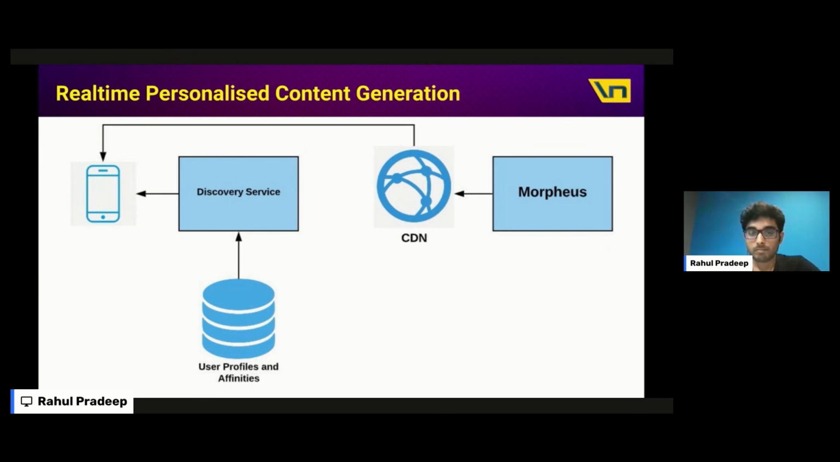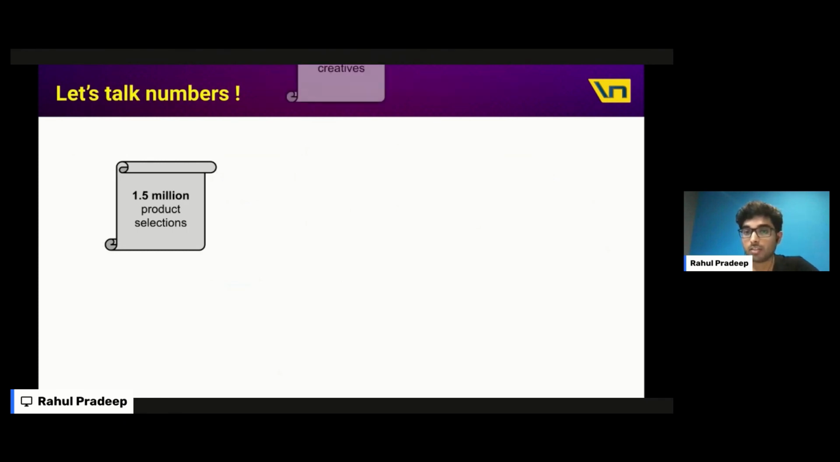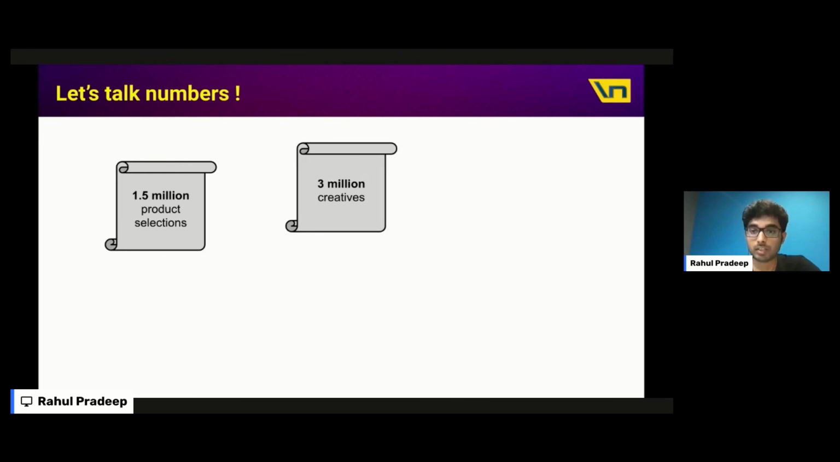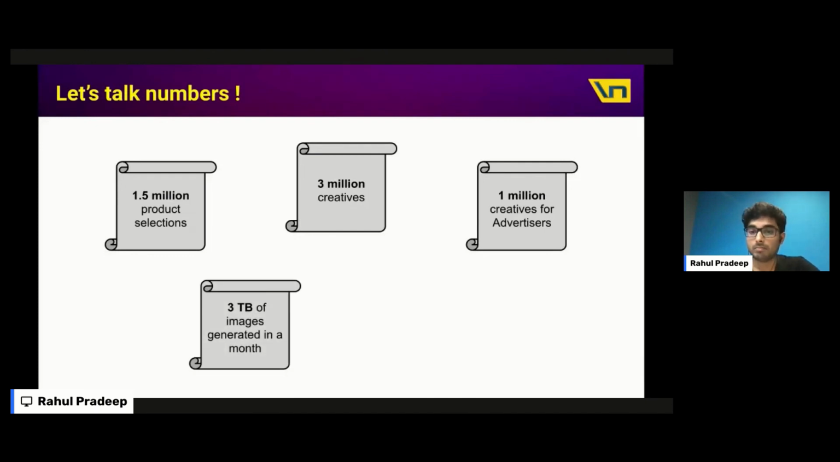Before ending this talk, let's look at some of the numbers we were able to achieve. In the last Big Billion Day sale, we were able to create around 1.5 million product selections and around 3 million creatives, and till date we have assisted our advertisers in creating around 1 million creatives. We generally create around 3 TB of images in a month, and 22 percent of our view share on our homepage is content generated by Morpheus, right?